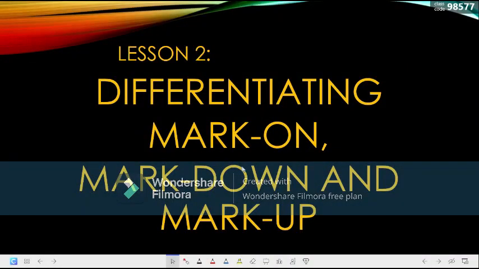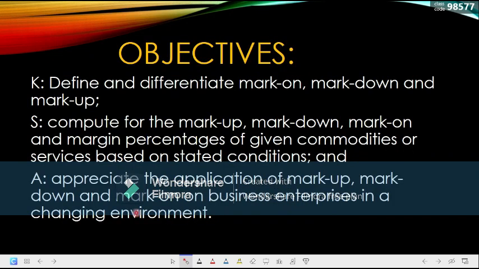So hello everyone, we will be discussing the next lesson as a continuation of partitive proportion. We have here differentiating mark-on, markdown, and markup. So let's start with the objectives.